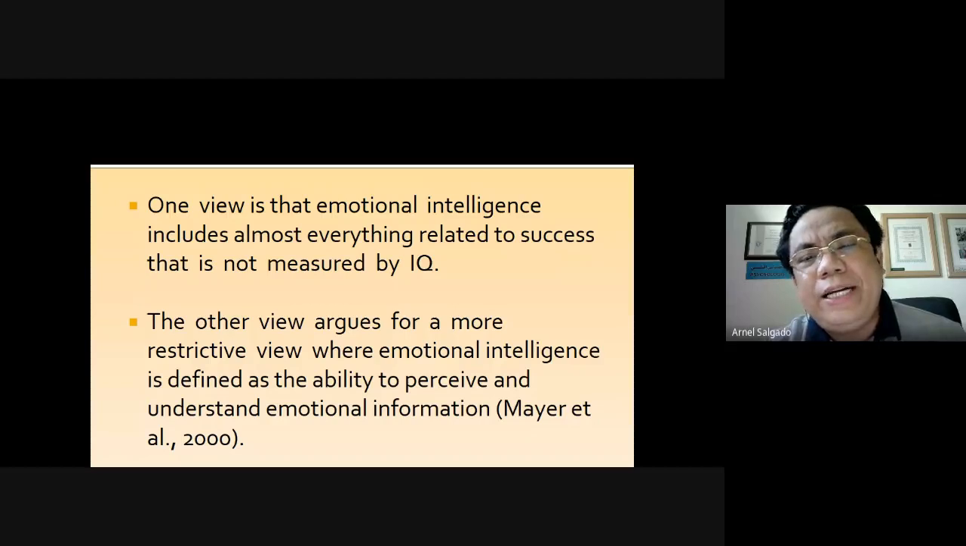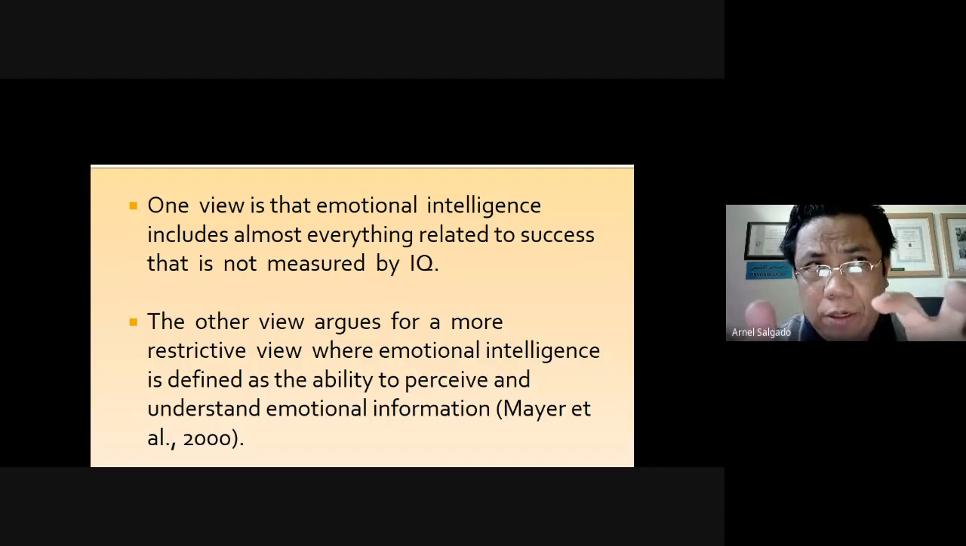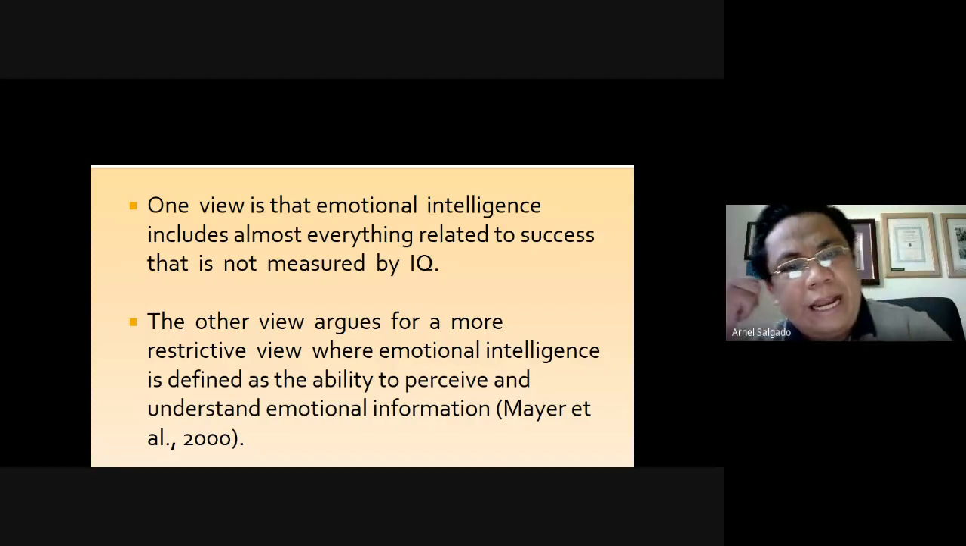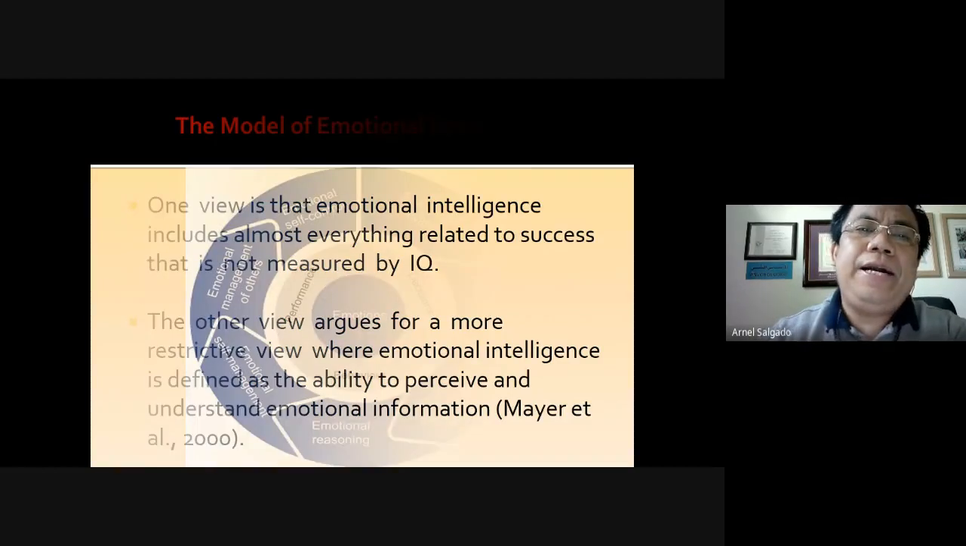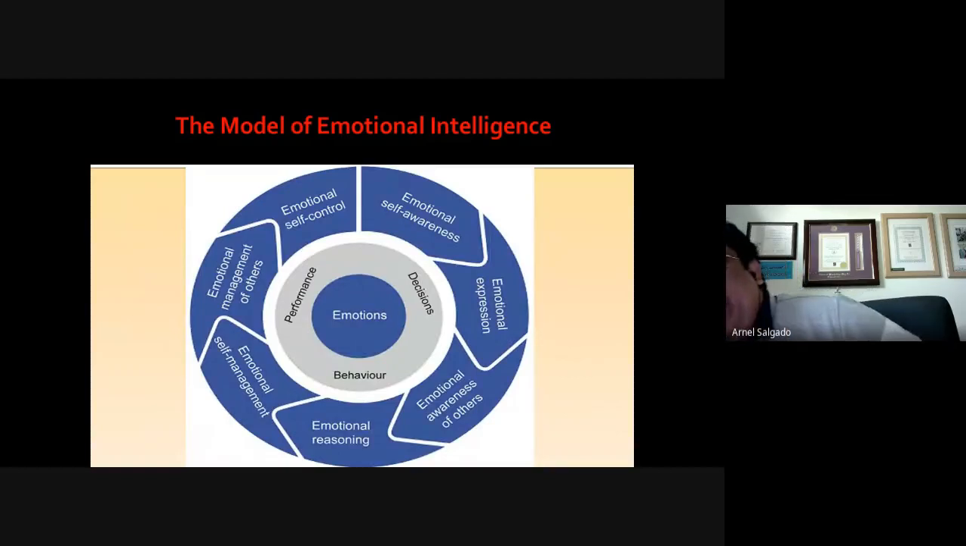Another one. The other view argues for a more restricted view where emotional intelligence is defined as the ability to perceive and understand emotional information. One, the measure of emotional intelligence is success without IQ. Number two is that the other point of view is that emotional intelligence is your ability to perceive and understand emotional information. The bottom line is, again, you need to acquire emotional information, understand it, and use that to benefit you and other people. This is according to Mayer and others, in 2000. So these are the two conflicting views about intelligence. In number one, no IQ. In number two, it's supposed to have IQ. You see?